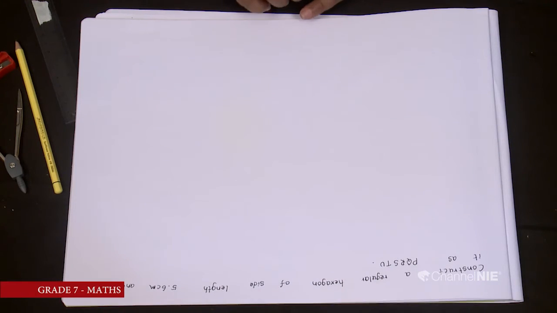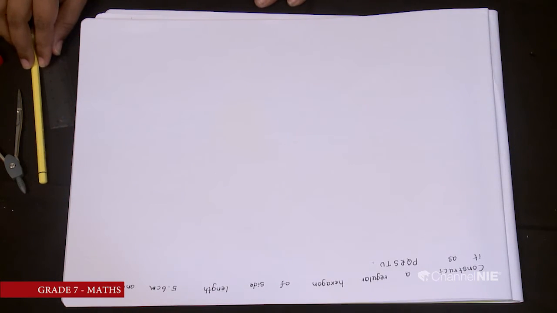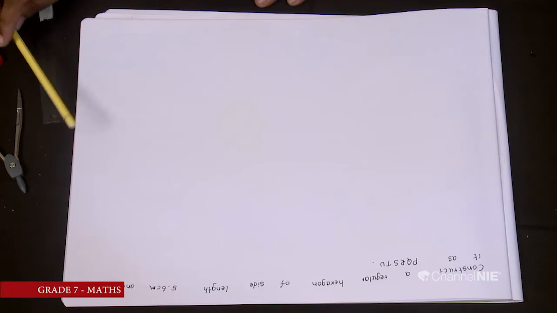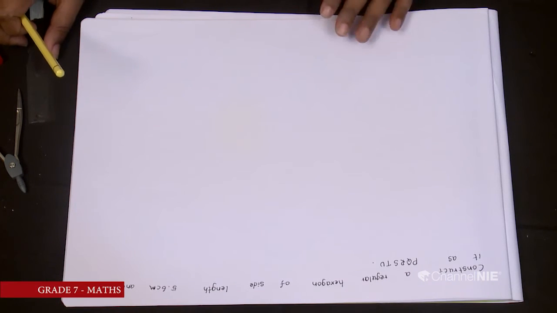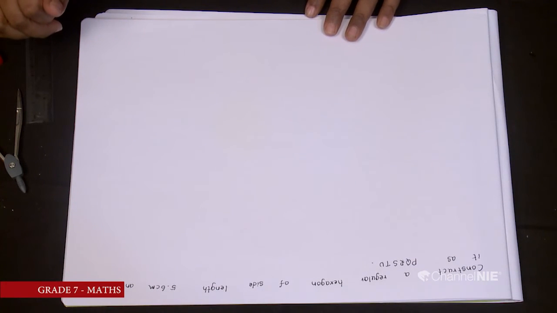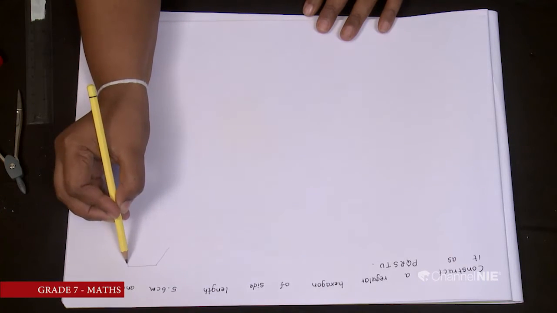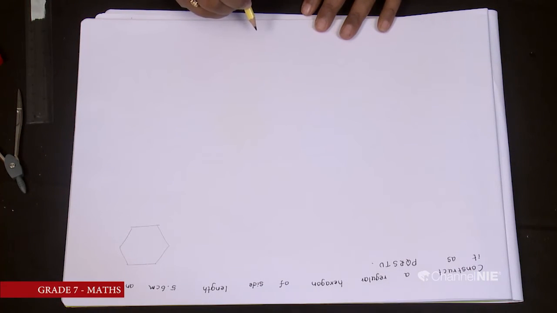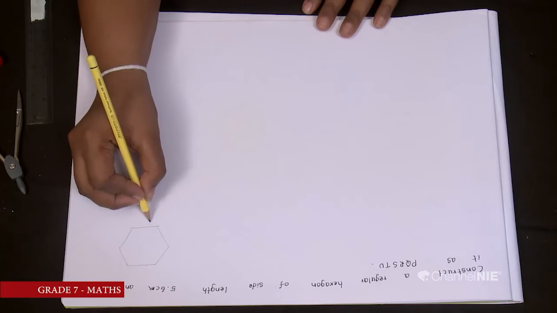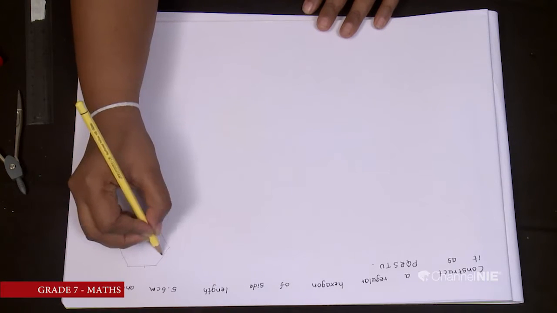Right. Now, we are going to construct a regular hexagon of side length 5.6 centimeters, and then we are going to name it as PQRSTU. Right. First of all, once again we have to draw the rough sketch of the figure that we are going to construct. So, I am drawing a regular hexagon. That means all 6 sides are equal in length. So, the length of a side is 5.6 centimeters. All 6 sides are equal.